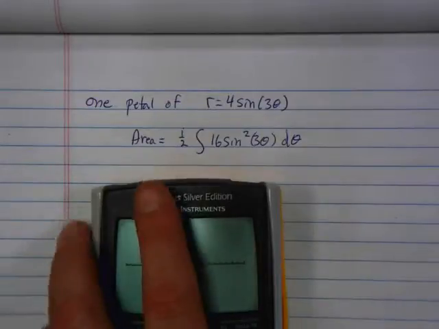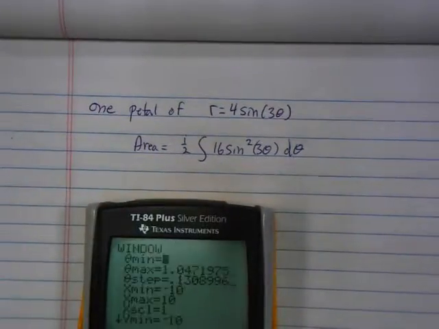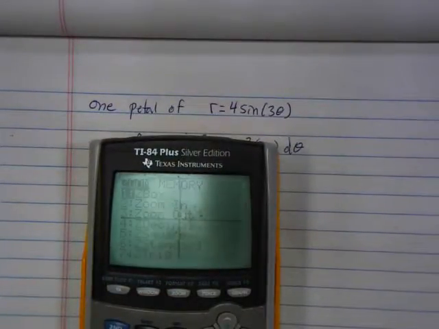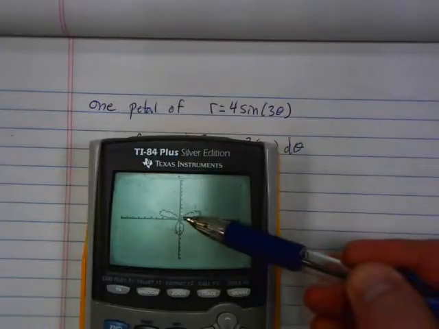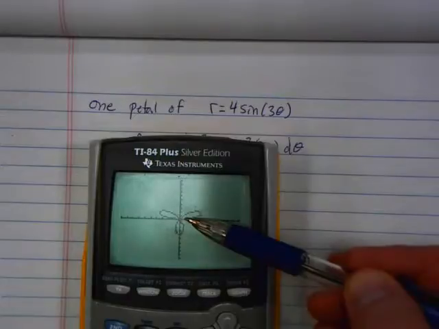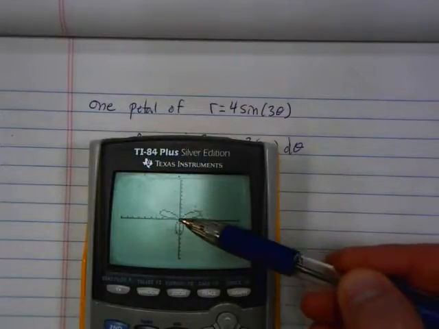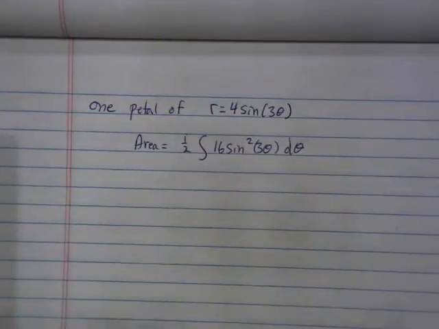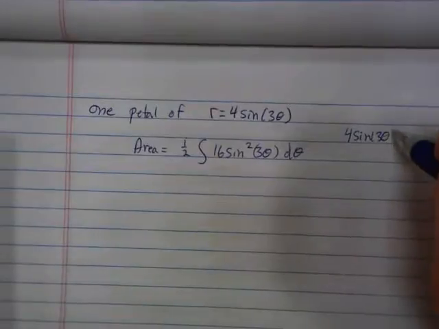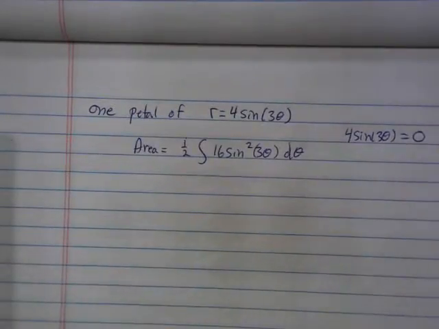All right, so here's what I like to do. I watch very carefully when it graphs. You got to watch because it happens fast. Zoom 6. I noticed it started right here at the origin, and it drew 1 petal by coming around and hitting the origin again. In other words, I want 4 sine of 3 theta to be 0, because to hit the origin, that means your radius has to be 0.